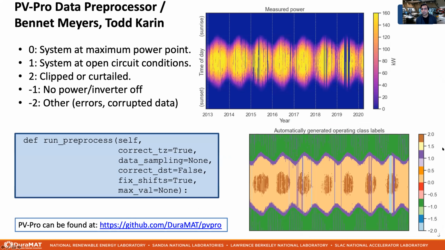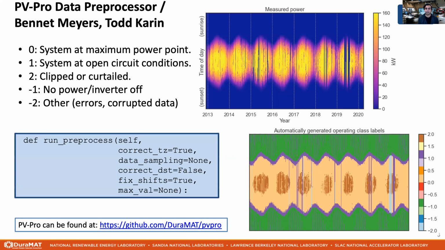Another data processing tool is called the PVPro data preprocessor. This is being led by Bennett Myers and is really an offshoot of some of the solar data tools libraries that he's been writing for a little while now. And you can see a really nice visualization of PV operation at the top here, where you have multiple years of data, 7 years of data on the x-axis, and you can look at all the times for that data on the y-axis.